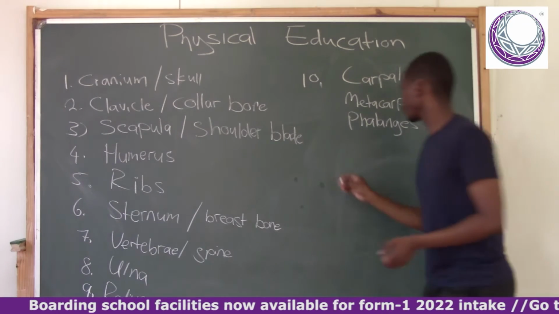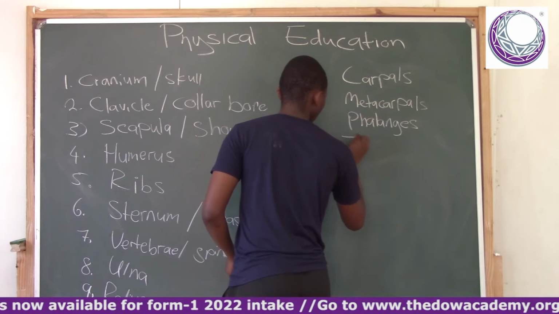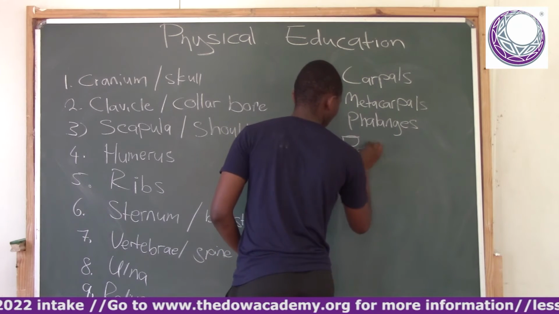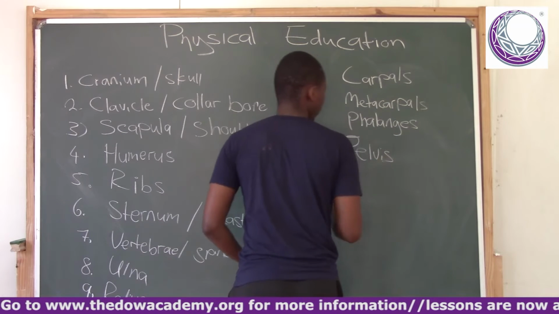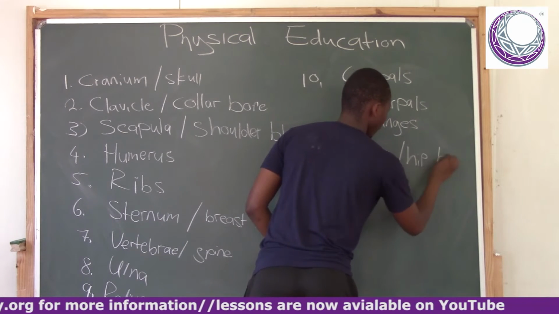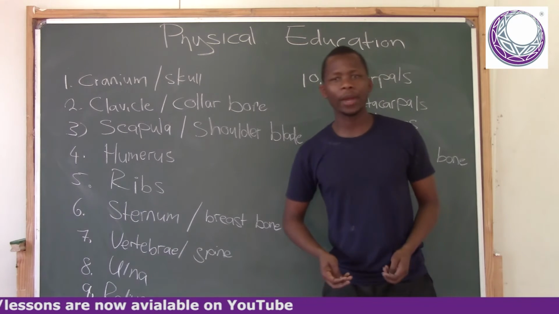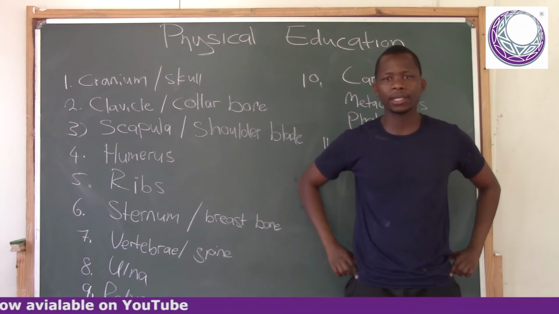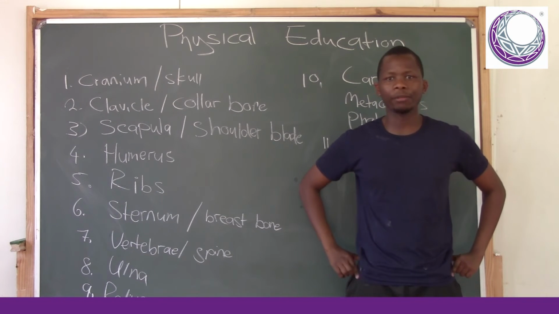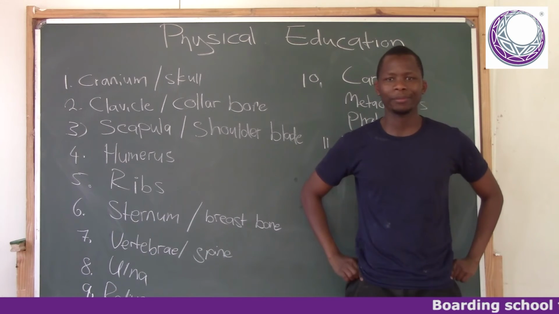Okay, now the 11th bone is the pelvic girdle or the pelvis. The pelvis, otherwise known as the hip bone, is located here. This is the pelvis or the hip bone because it's at the human hip.